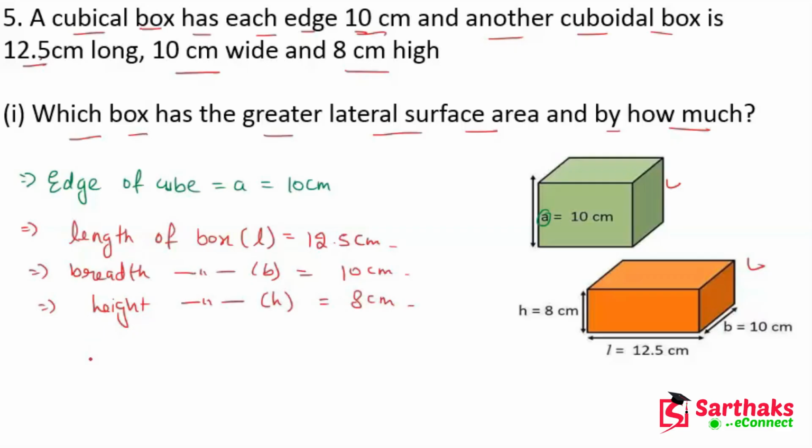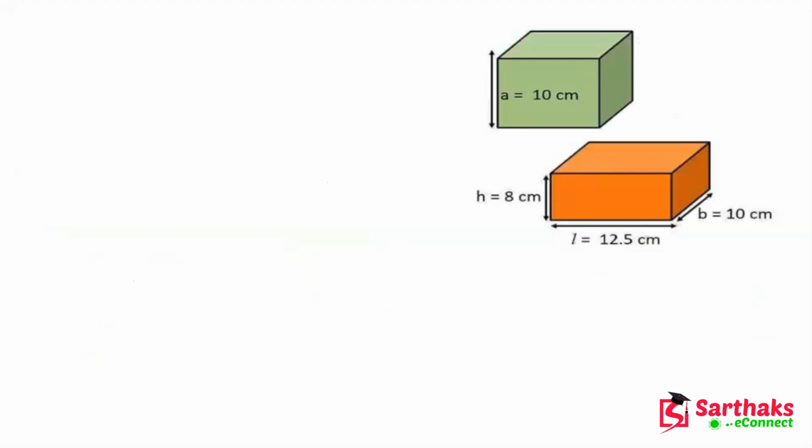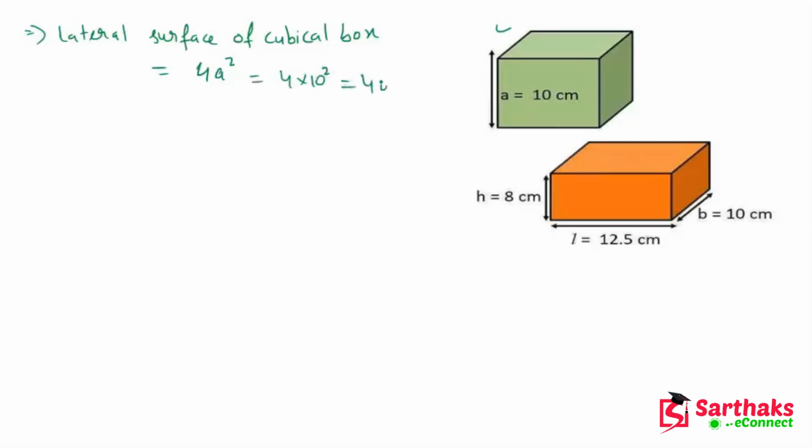Now the lateral surface area of the cubical box is equal to 4 into a square, and a is 10. It means 4 into 10 square, which is equal to 400 centimeter square.